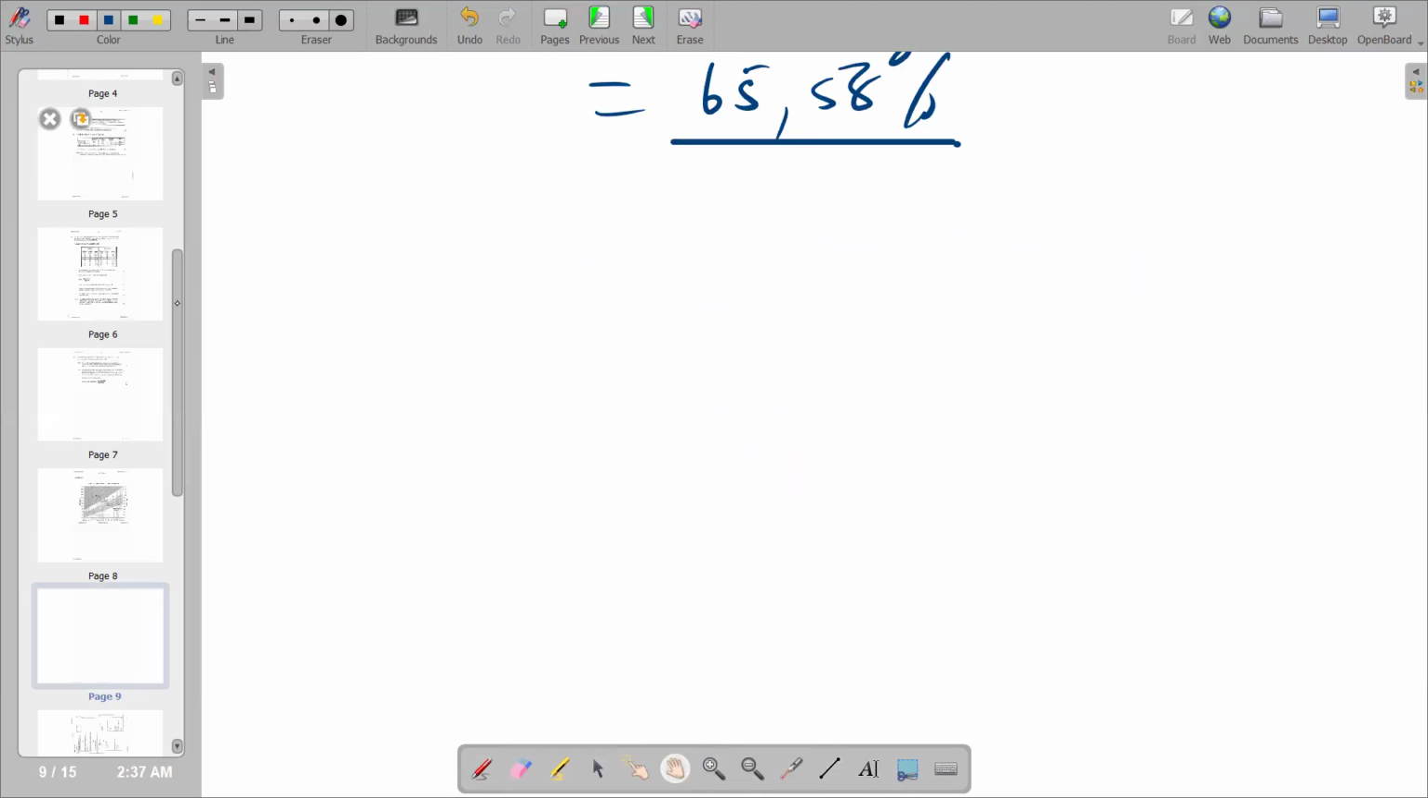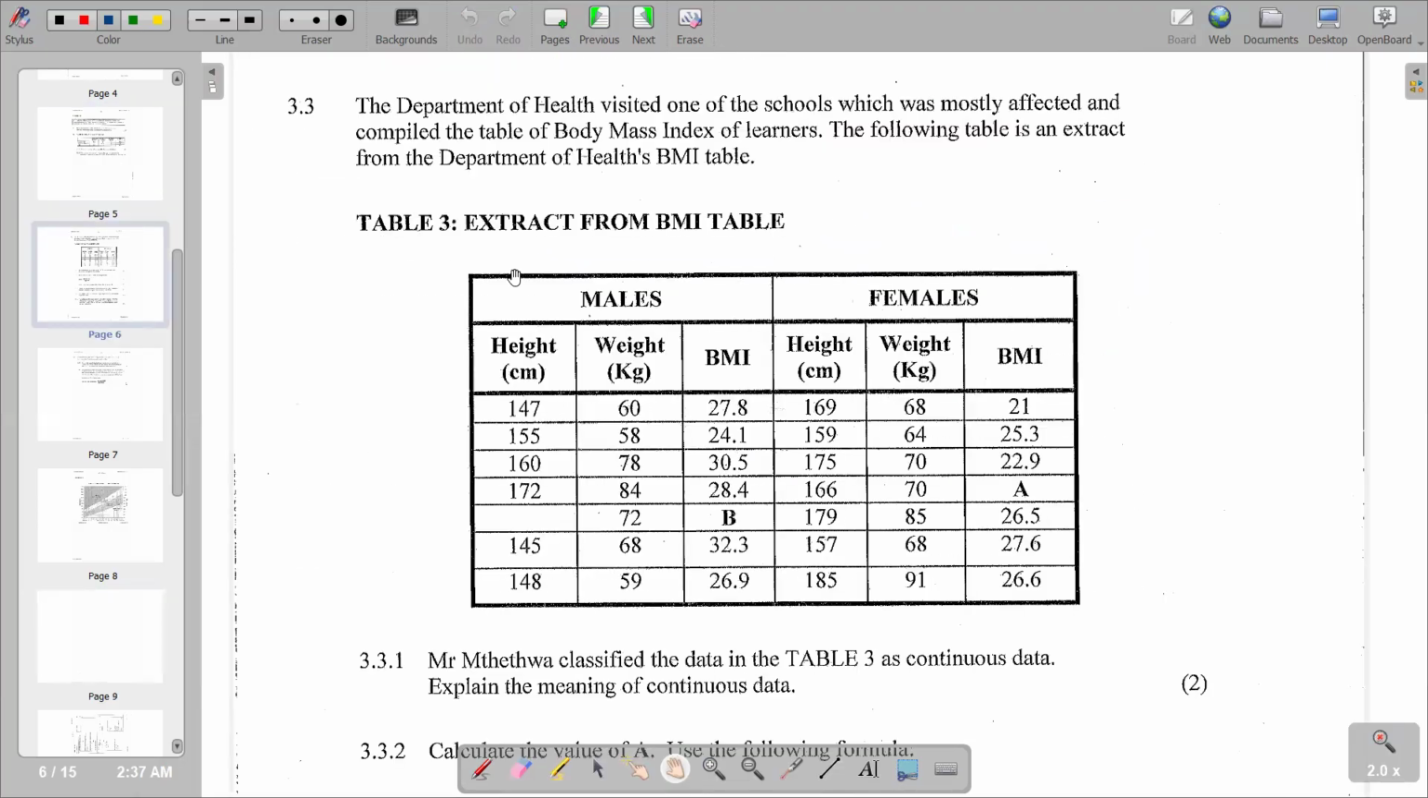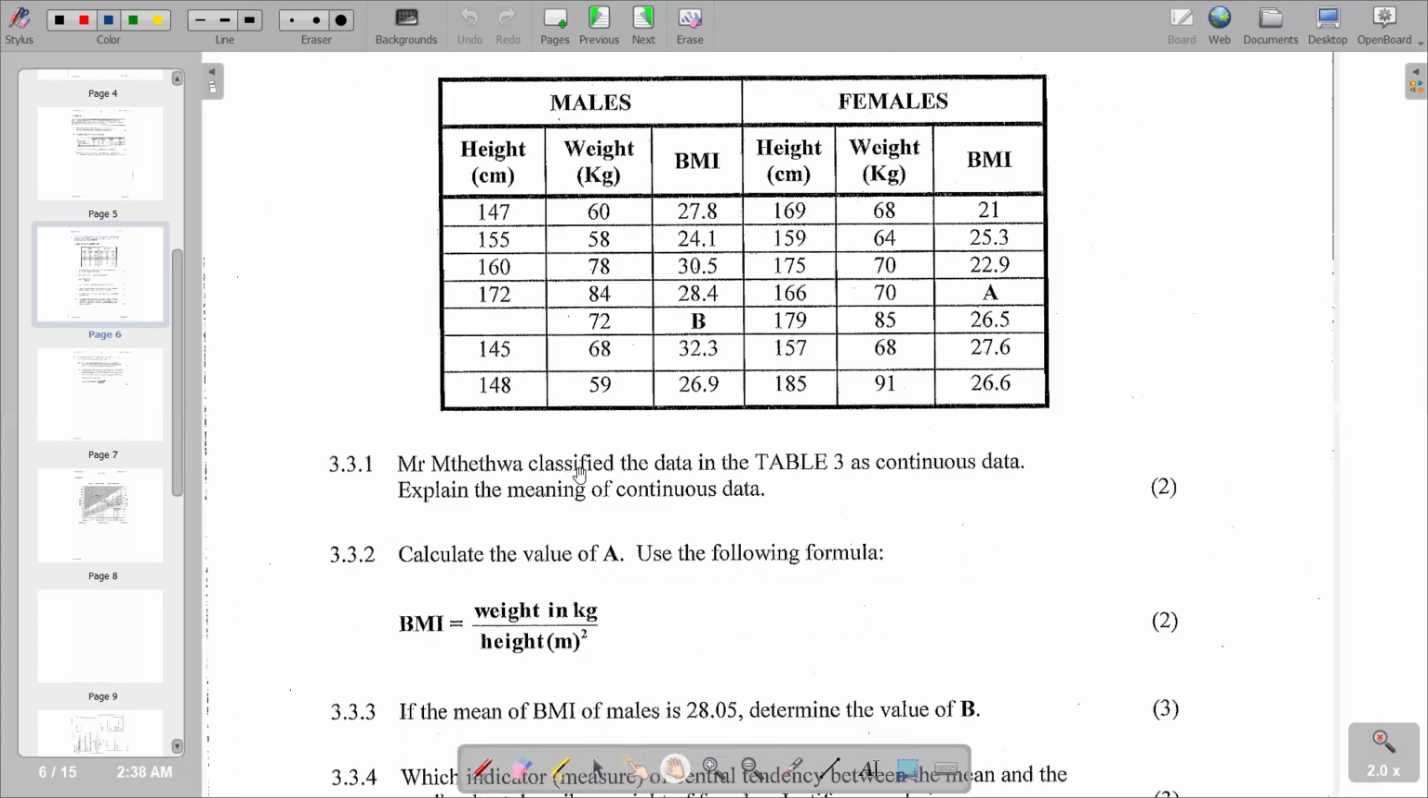We're going to move on to the next part of our question, which is now 3.3. We're saying the Department of Health visited one of the schools which was mostly affected and compiled a table of body mass index of learners. The following table is an extract from the Department of Health, which is a BMI table. Table 3, extract from a BMI table. So we're given males and females, whereby we've got columns for height, weight, and then BMI, and the same applies to females. And beneath that, the first question says, Mr Mtekwa classifies the data in Table 3 as continuous data. Explain the meaning of continuous data.